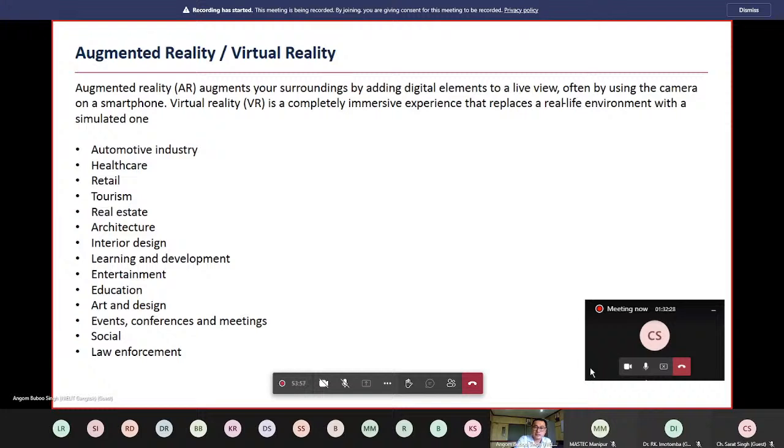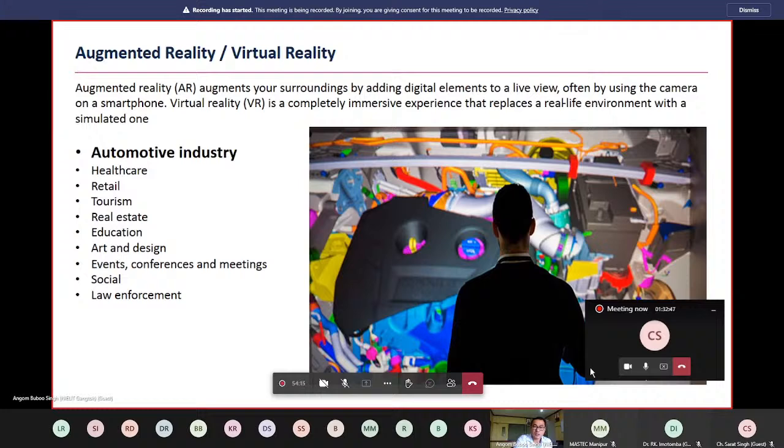Augmented reality is something to do with adding a digital element to the live view. Many people have played Pokemon Go, so that is one example of augmented reality. This technology finds application in various areas such as the automobile industry, where before construction or prototyping, we can virtually check the design and see any fault or any rectification needed before the costly prototyping and production starts.